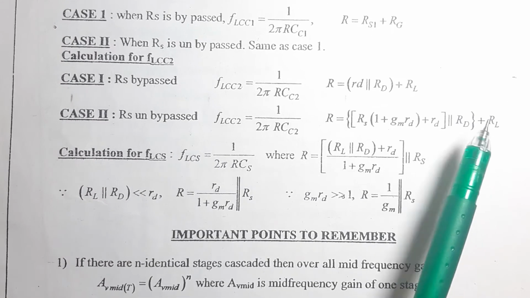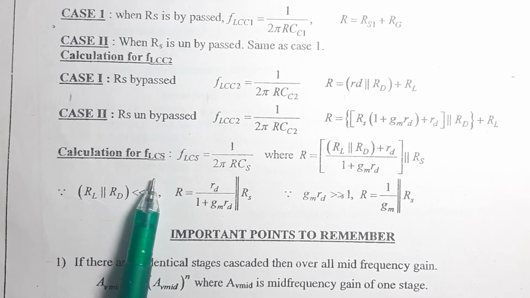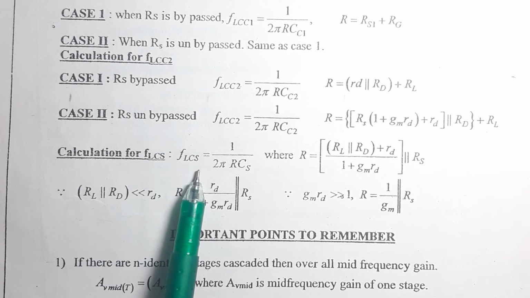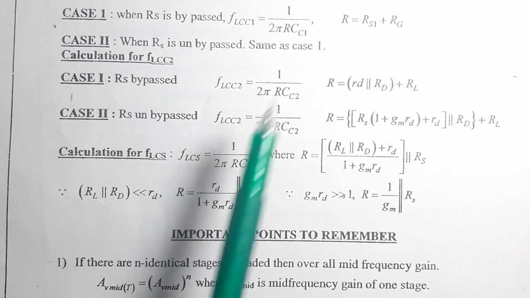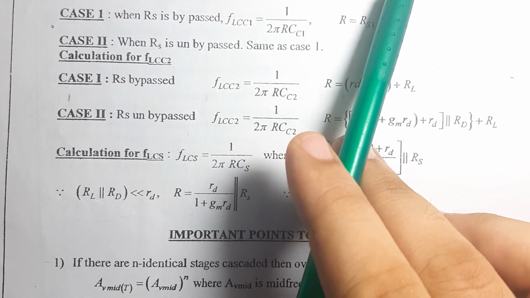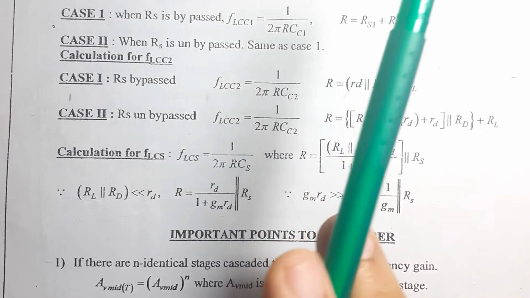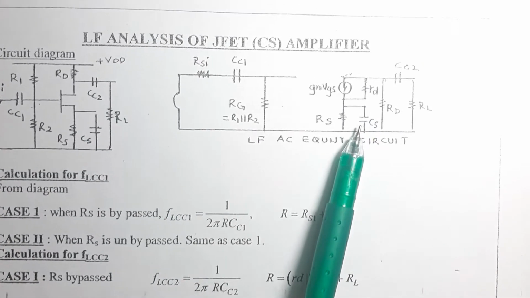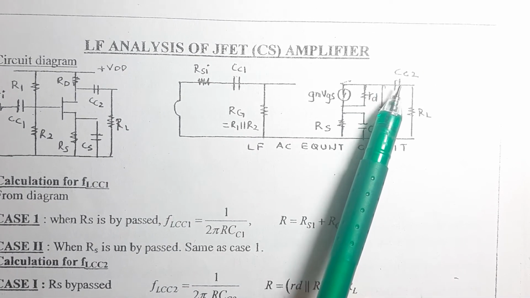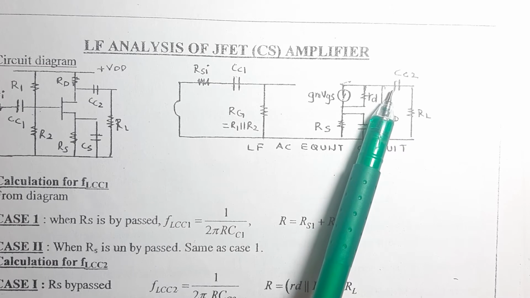Now calculation for FLCS, this is where the students make mistakes beta. If it is FLCS, that means you short this capacitor over here. Whenever you look into this beta, here you short this capacitor.